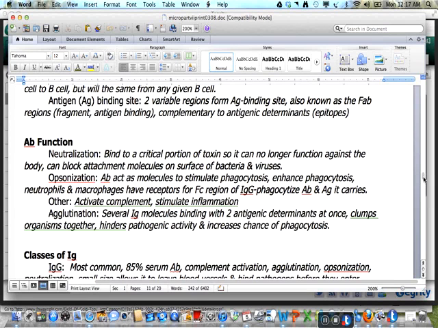With agglutination, several immunoglobulins bind to antigenic determinants at once and clump organisms together. This hinders pathogenic activity and increases the chance of phagocytosis.